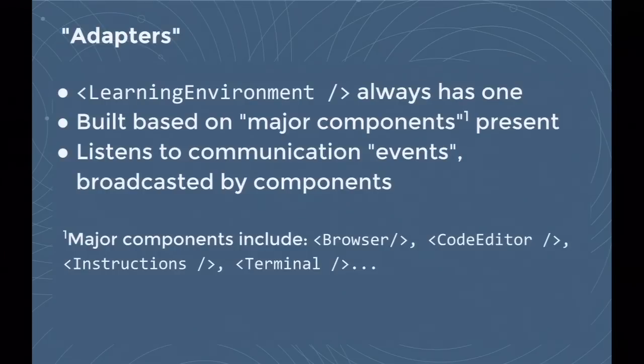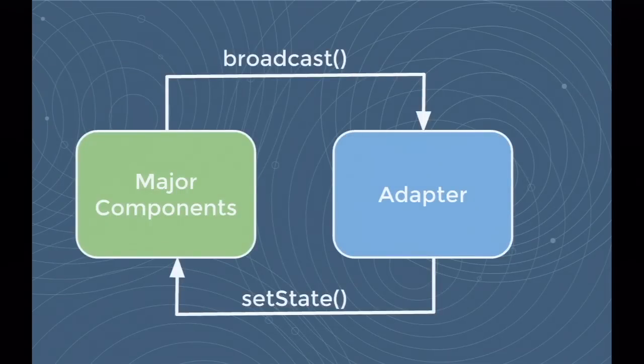So the big parent component, the learning environment, which is our one component to rule them all, right? It always has an adapter. And this is built based on what we call major components that are present, which might be a web browser or an instructions section or a code editor or a terminal. And then we have these communication events. Components can broadcast them, yada, yada. OK, cool. This creates a very simple diagram, right? So major components broadcast stuff. The adapter thinks about it, responds, and then calls set state directly on the major components, which then propagate that down to smaller components via props.